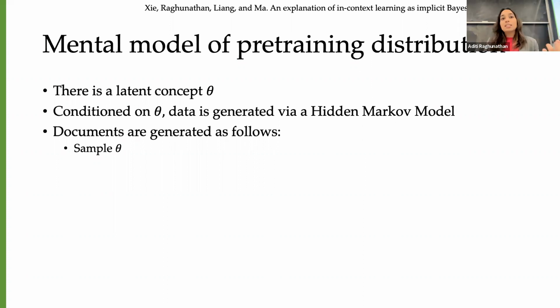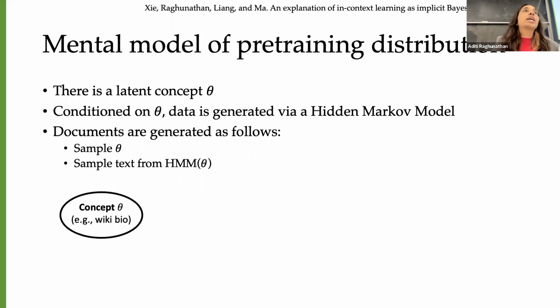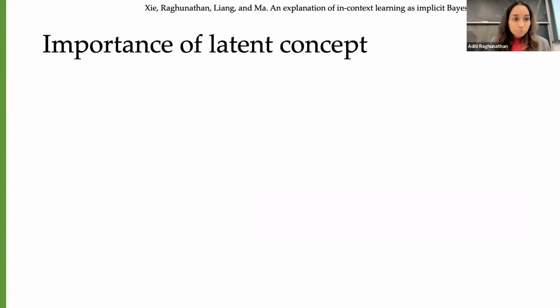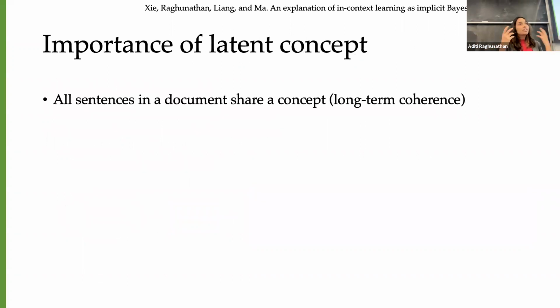But then the way that concept is reflected is, once you sample that concept, the rest of the text, or the tokens that follow, are from some HMM of the concept. So for example, let's say you have a wiki bio. Once we decide that it's actually a wiki bio, then you have an HMM that generates the actual text. So what we're saying is that if you think of pre-training as always thinking of some concept, and once you have that concept, you're generating text based on that concept, then this notion of in-context learning makes sense.